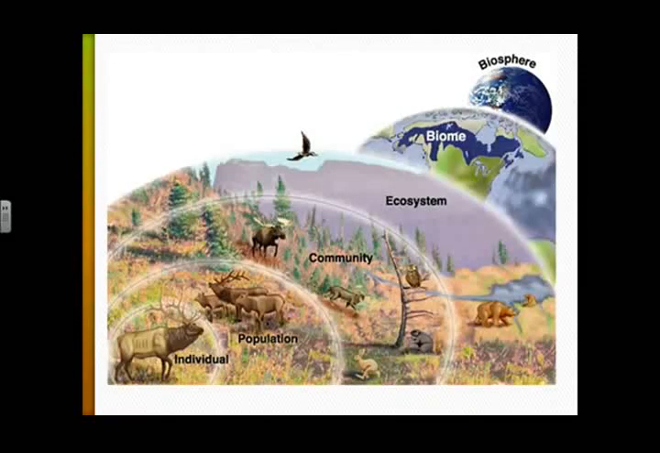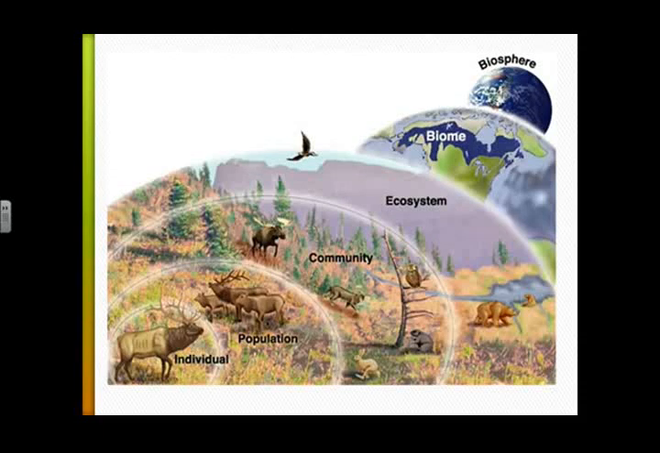And you can see a picture here if you're more of a visual learner. We have our individual moose. We have our population of moose. We have the community that the moose lives in, including some other animals in the environment. We have that ecosystem, biome, and then the biosphere.